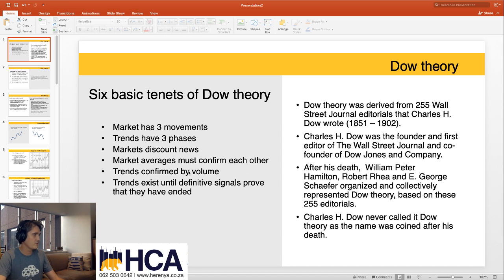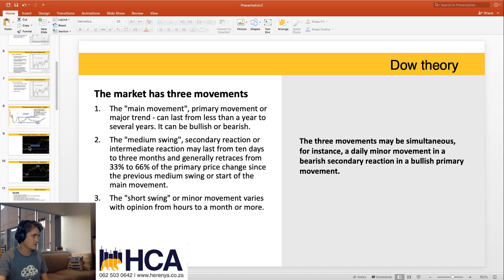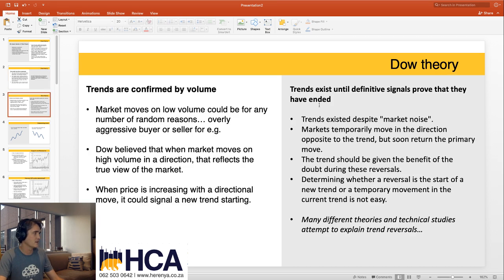Most important points here: trends are confirmed by volume, right? The three main movements within a trend are the main move, the medium swing, and the short swing. The main move is the longer term movement that the chart makes. The medium swings are the pullbacks, and the short swings are the intraday or very, very short movements. A primary trend or main movement can last anything from a bit less than a year to several years. The medium swing is a shorter term reaction which can last anything from 10 days to 3 months, and the short swing is a minor movement from a few hours to a month or more. Those are the three basic types of trends that you get.